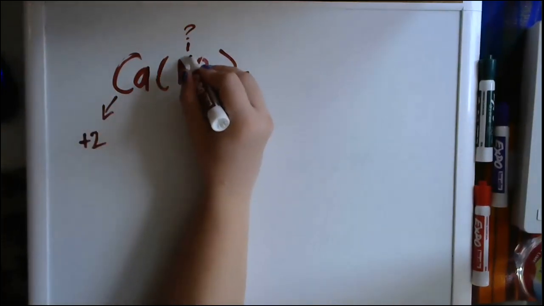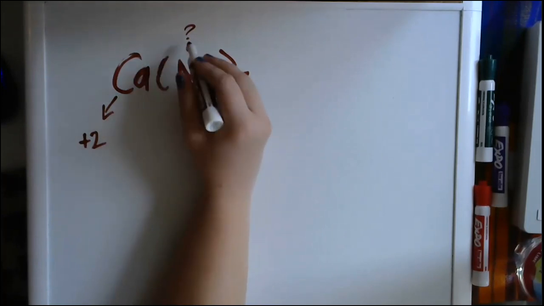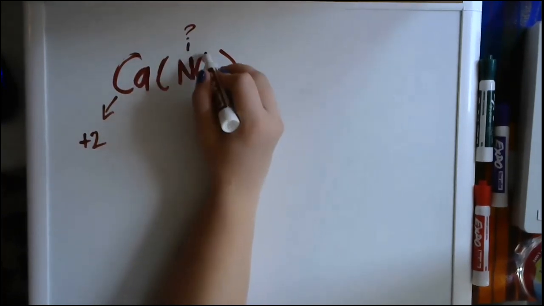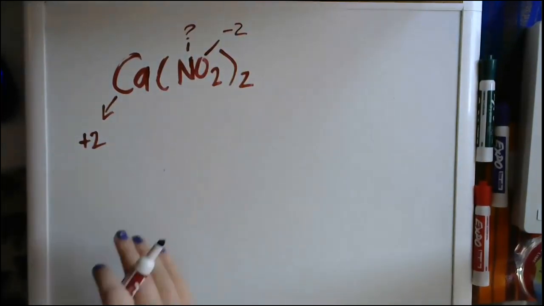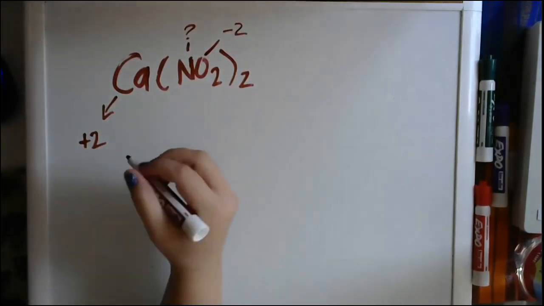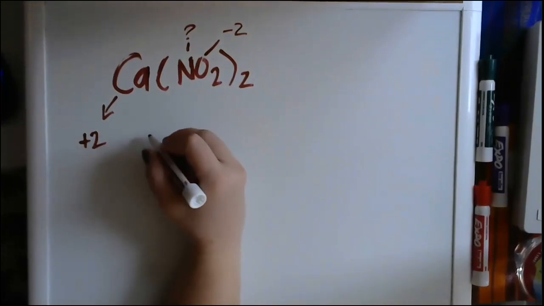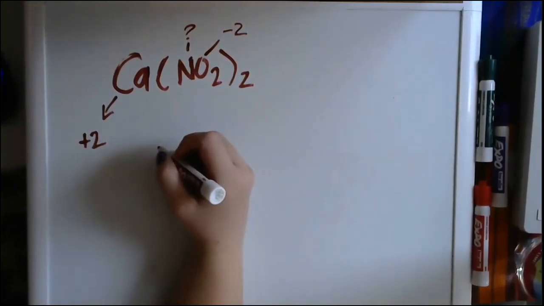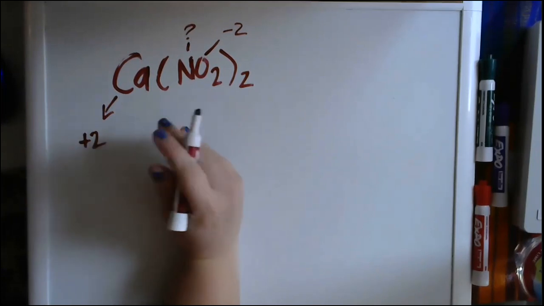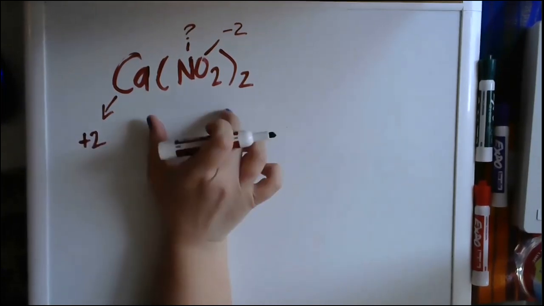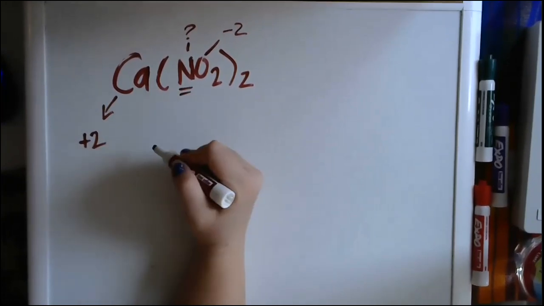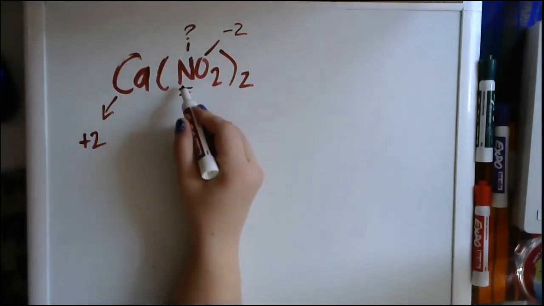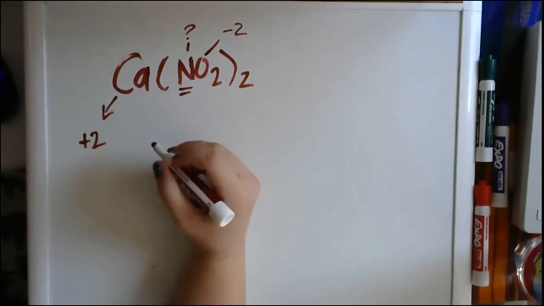So nitrogen is lowest on the list, or last on the list, so we're going to figure that one out last. We know that each oxygen has a -2 oxidation state, so we can solve it out this way. If you don't want to break it up into the ion form, you can look at it as just a neutral compound and figure out the oxidation state of your last remaining atom that way.